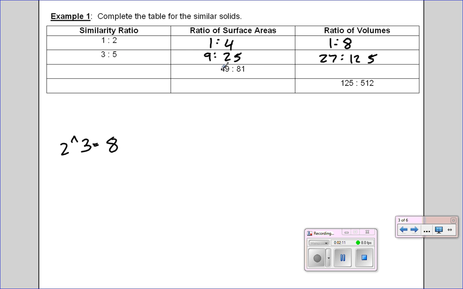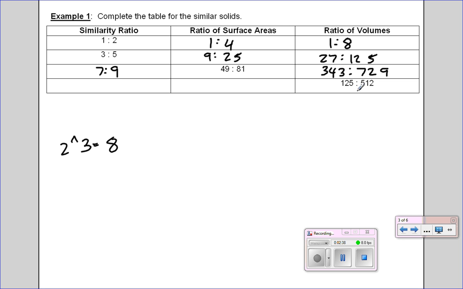Now, I'm giving you their area ratio. I want to go backwards to find the similarity ratio. So the opposite of squaring something is square rooting. So the square root of 49 is 7, and the square root of 81 is 9. Now that I know their similarity ratio, I can find their volume ratio. So 7 cubed is 343. 9 cubed is 729. I always have to start from this one to go here.